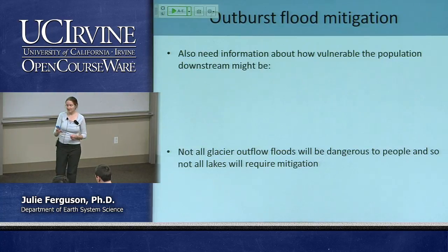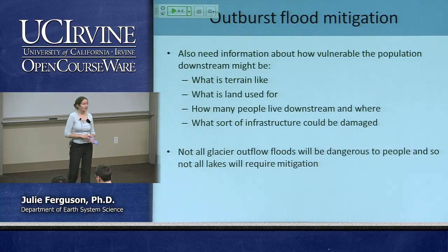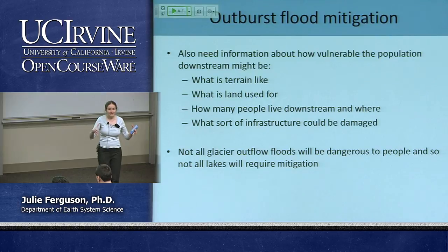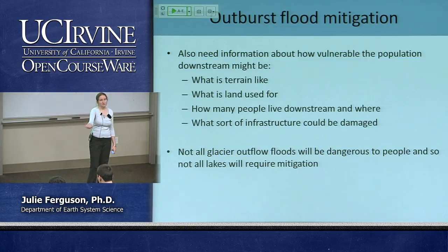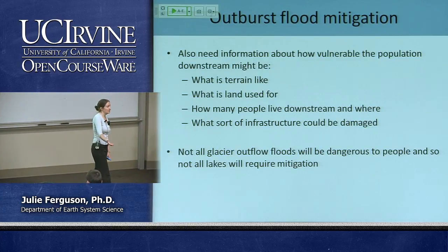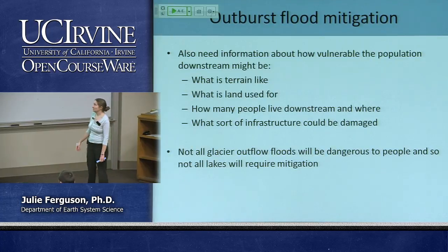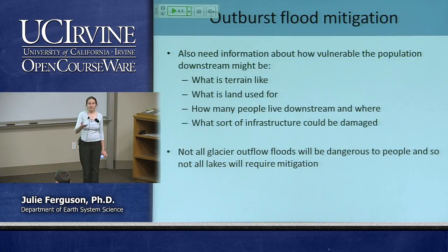Okay. So definitely, all of these are good things. So first of all, what is the terrain like? Does it get channeled into narrow valleys which could affect people, or does it open up into much wider areas like perhaps the Icelandic one and spread that water out? What is the land used for? Is it agriculture? Is it just forestry, in which case there would be less people around? How many people live there? And also things like roads, hydroelectric power stations, what sort of infrastructure could be damaged?